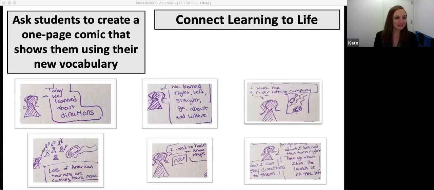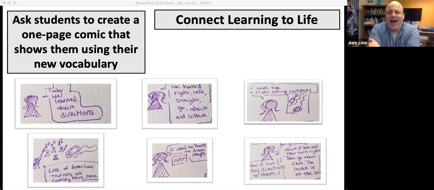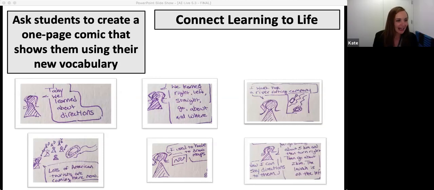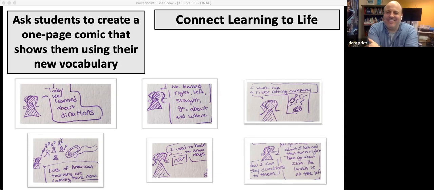Let's see. They could translate a literary short story to a comic form, like The Tell-Tale Heart, from Antonio also. Yes. Wow, good one. Great idea. Unbelievable. And we'll just do. That might take you more than 40 minutes.